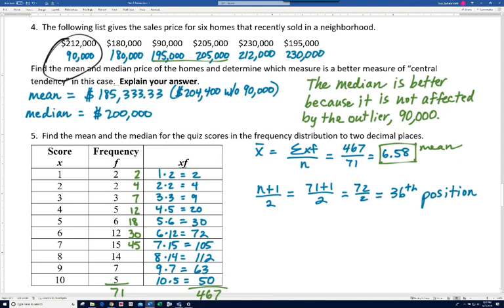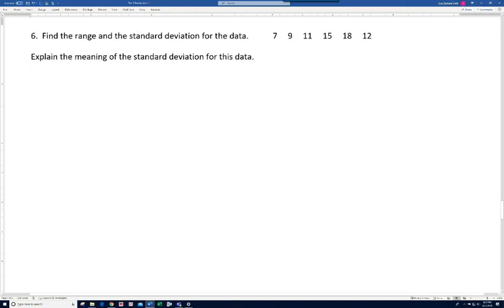And so you can see in the 36th position you would have a 7. And so the median is 7. Now I said mode there, but that should be median. All right, let's move on to the next slide.